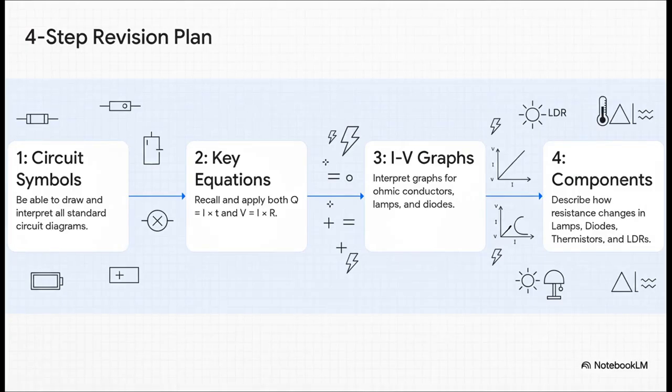Number 1, know your circuit symbols. Number 2, know those 2 key equations, Q equals IT and V equals IR, inside out. 3, be able to draw and explain the IV graphs for the resistor, the lamp, and the diode. And 4, be able to describe how resistance changes for those 4 special components we just looked at. Master these 4 points, and you've pretty much mastered this topic.